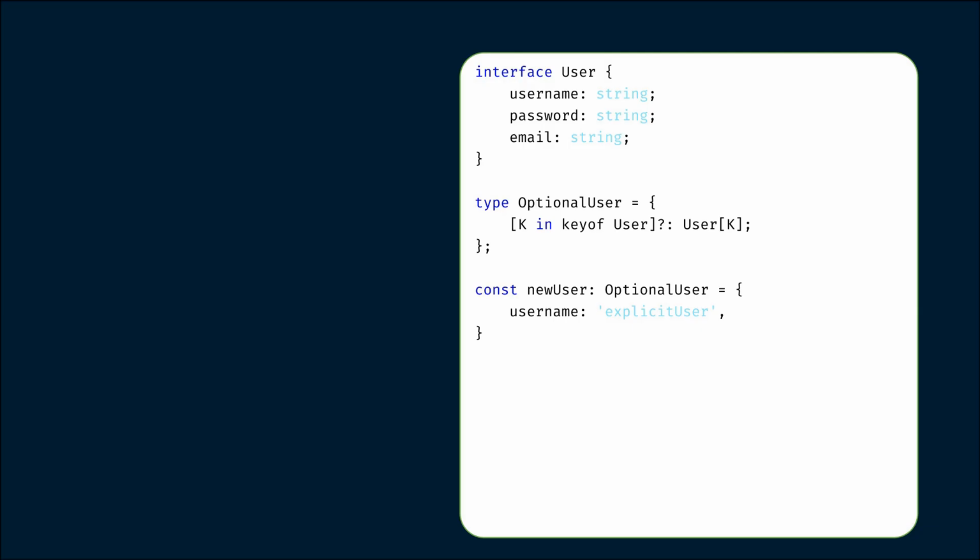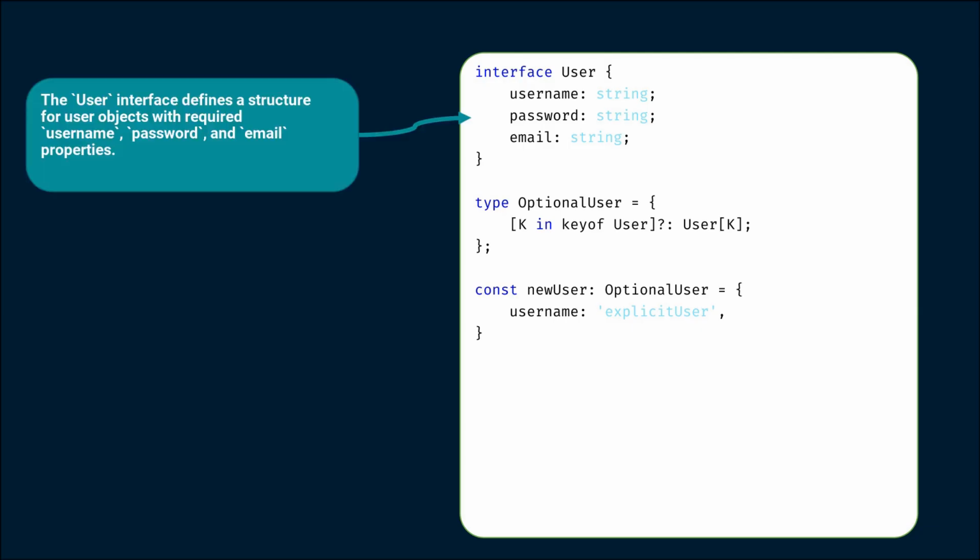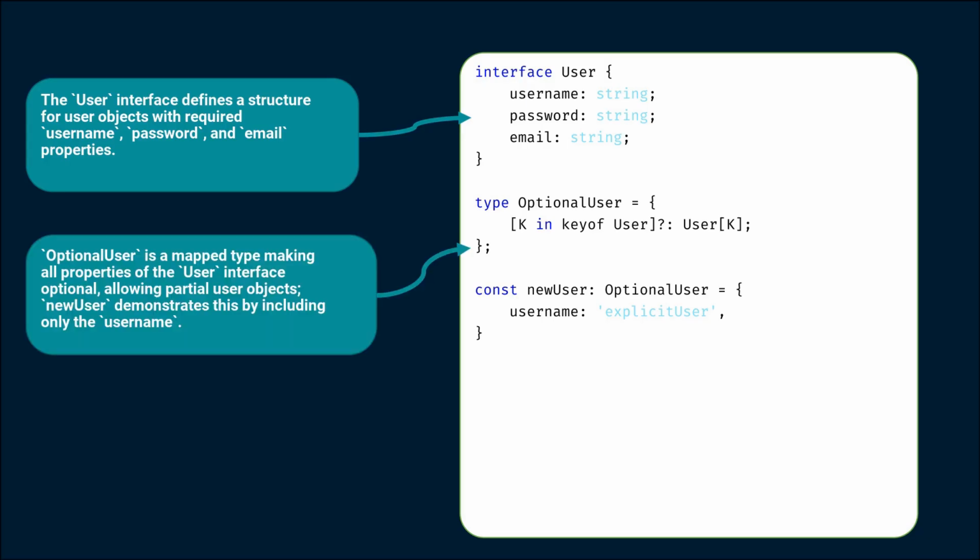Now let's implement the following setup to illustrate how map types can transform existing types into new variants. Here, we define an interface called User, which has required properties such as username, password, and email.